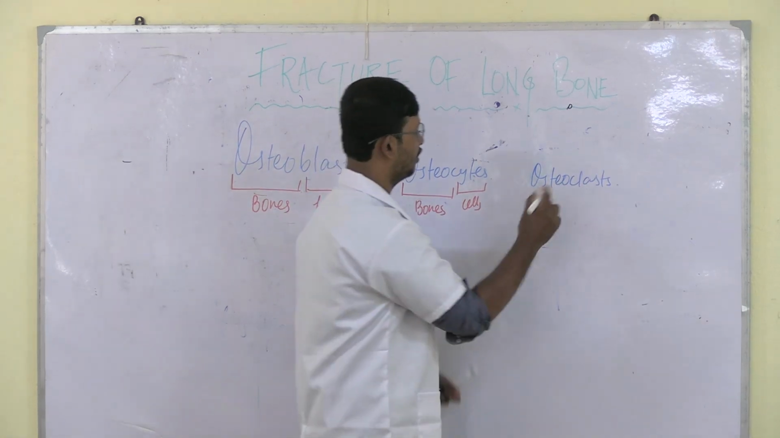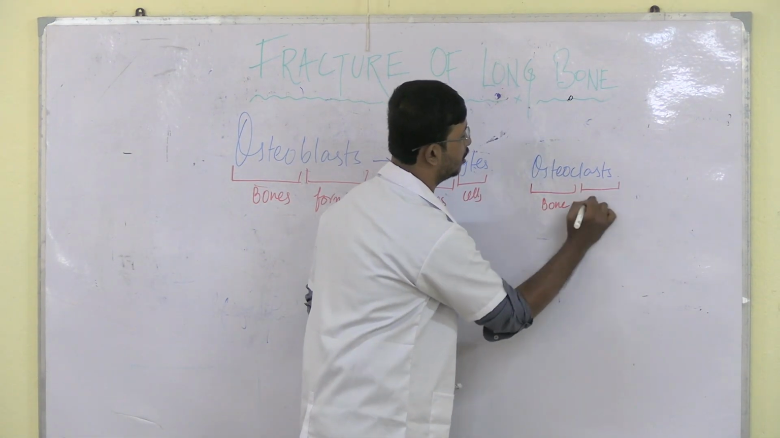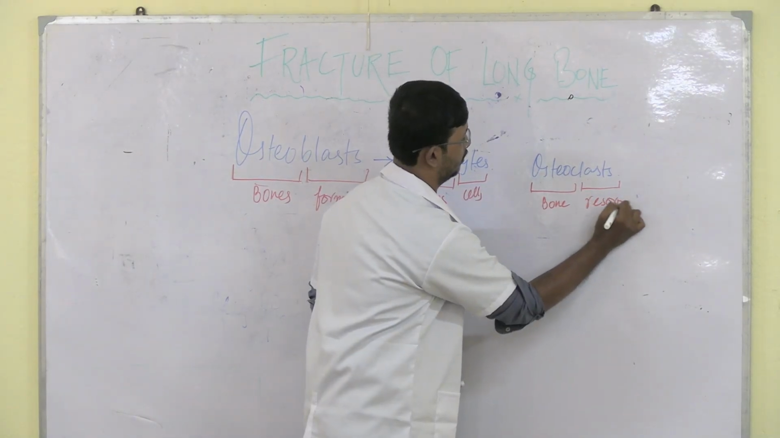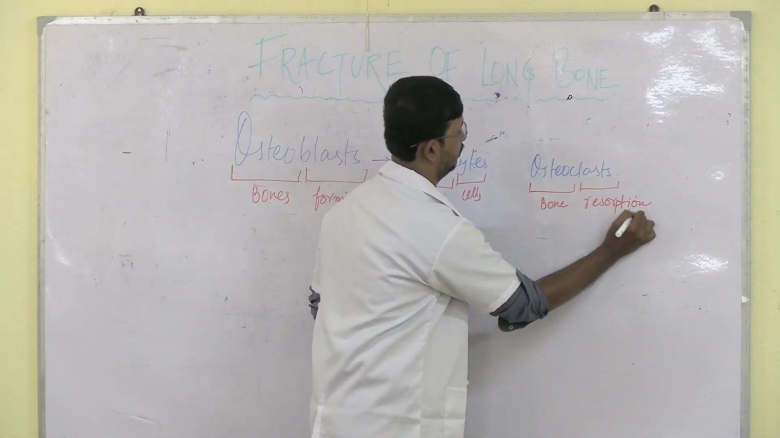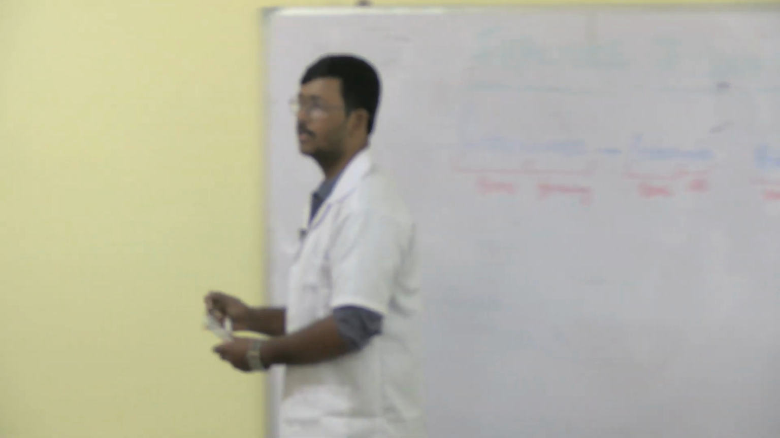These cells are your bone resorption cell. Now let us understand them. So osteoblasts are those cells that are in their immature form or blastic form, which eventually give rise to the bone substance. That is the whitish bone that you see.